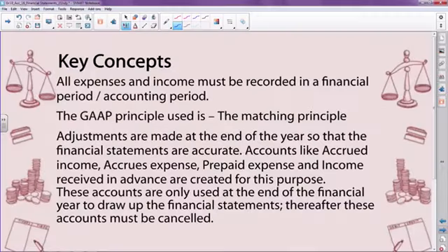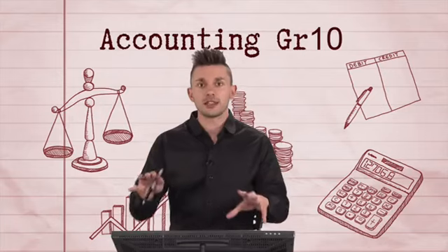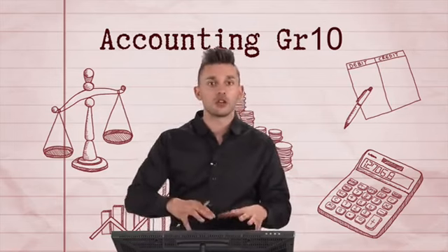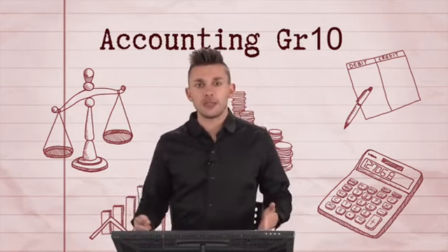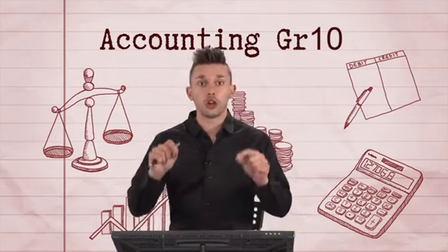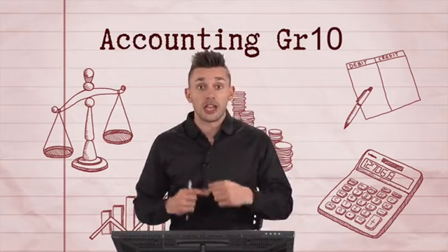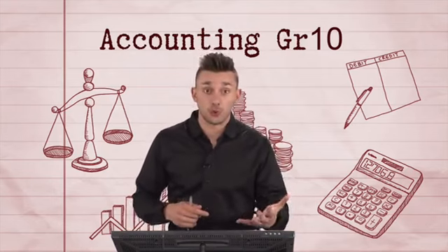Firstly, all expenses and income must be recorded in a financial period, and that is normally 12 months, any consecutive 12 months. So we can start on the 1st of March and end on 28 February the next year. That will be 12 months. So know that we are matching, and that's a GAAP principle, all your income and all your expenses for a particular year to that year, because we're going to look at the income statement for the first part of Term 3, then go over to the balance sheet, and after that we're going to interpret these things. If you just draw up these statements, it doesn't say a lot. You need to look into these statements and do a few calculations, and with that you will see whether this company or business is profitable or not.